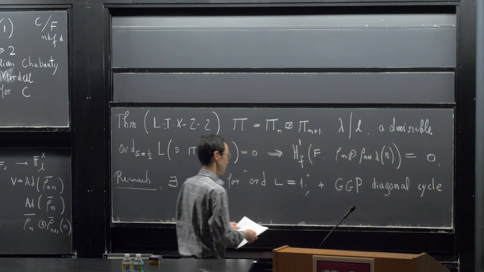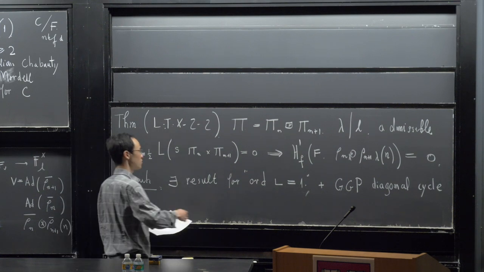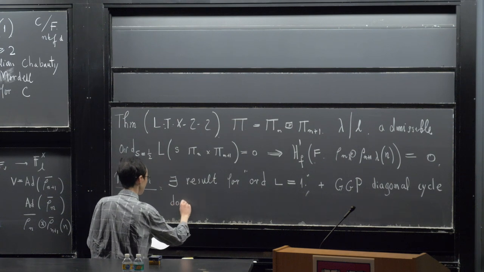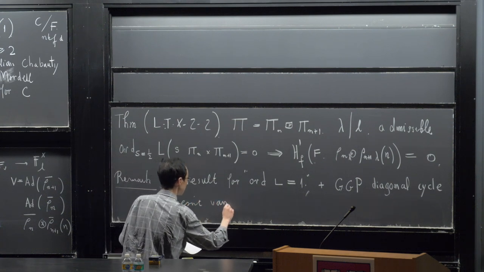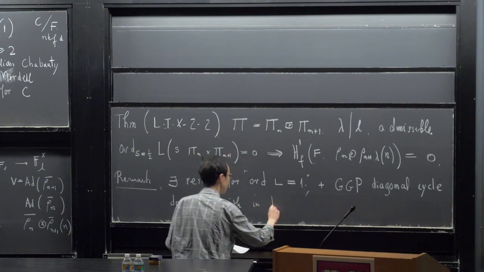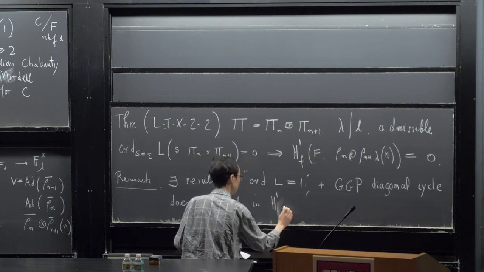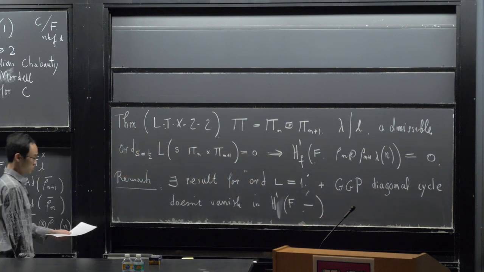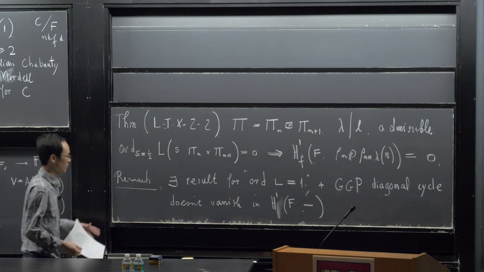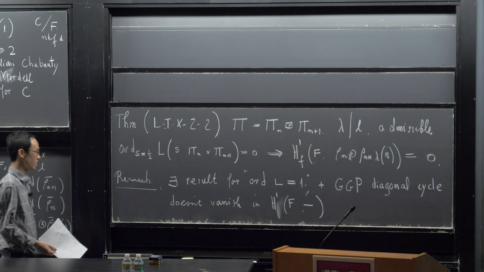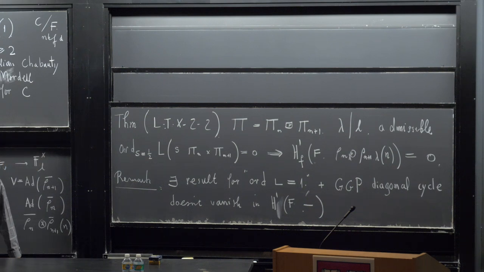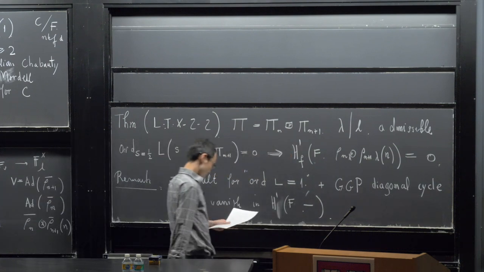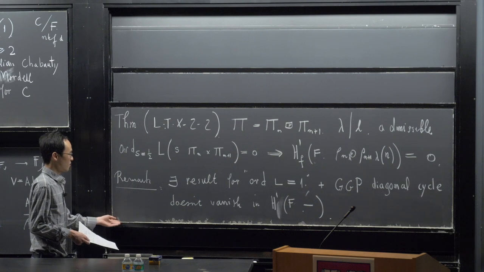So if this cycle has non-zero contribution to the Selmer group, in that case you can also prove, under this condition that this cycle class doesn't vanish, that the rank of the Selmer group is 1, just like in the Gross-Zagier and Kolyvagin situation. So that's the case of rank 1.